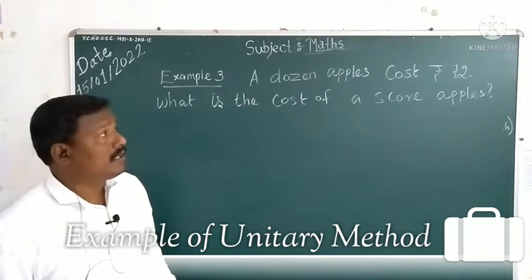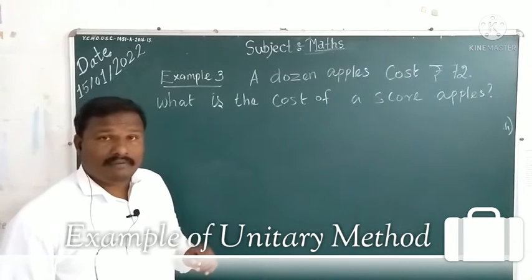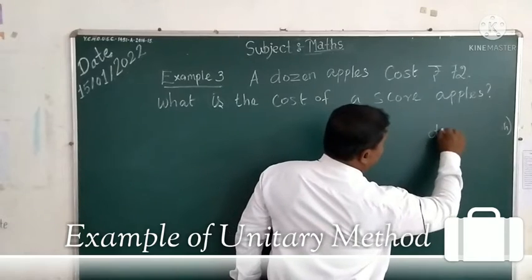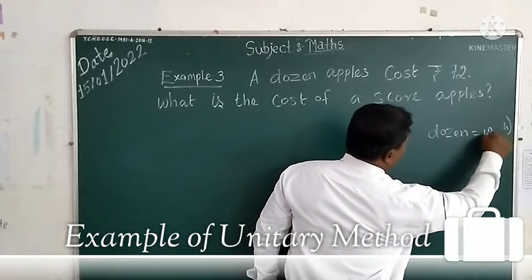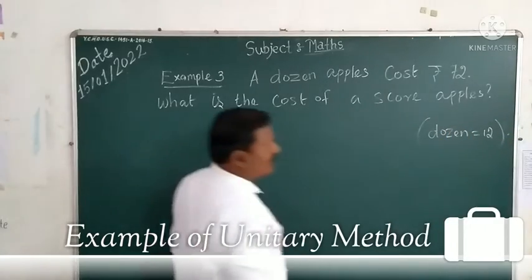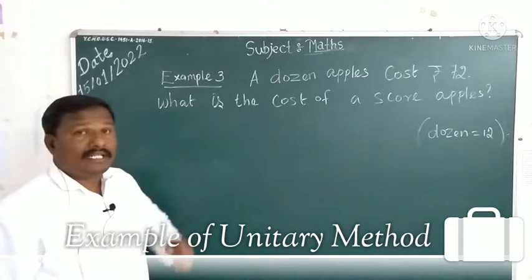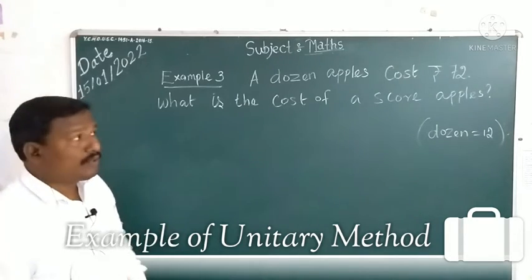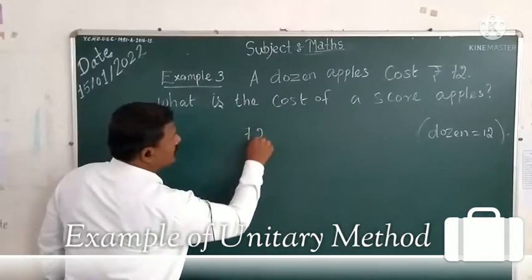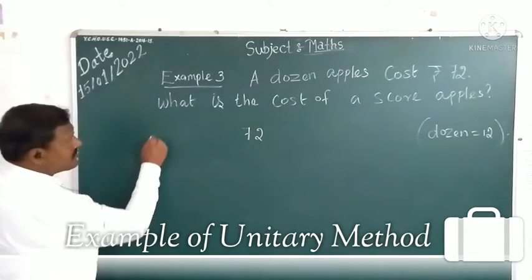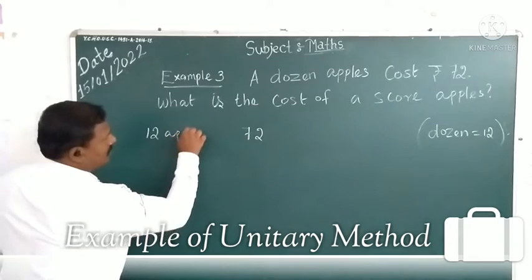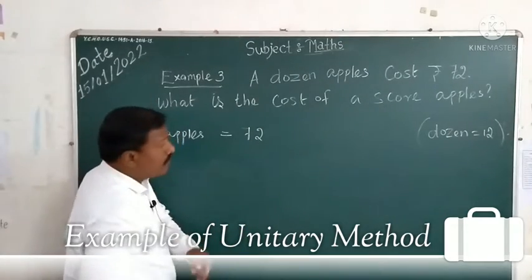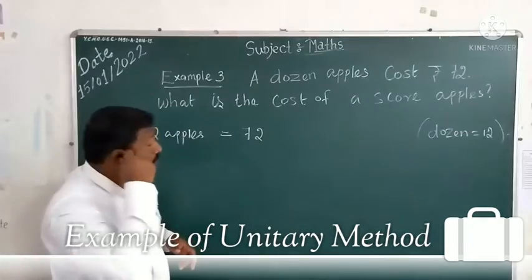Okay, so now we need to find out the one apple cost, because they give a dozen apples. What is the meaning of dozen? Dozen is equal to 12. Dozen means 12. So we need to find out the one apple cost. If you want to find out the one cost, you have to do division. I told you. Okay. So 72 is the amount of a dozen apples, means 12 apples. 12 apples is equal to 72 rupees. Okay, so we need to find out one apple cost, so we have to divide.